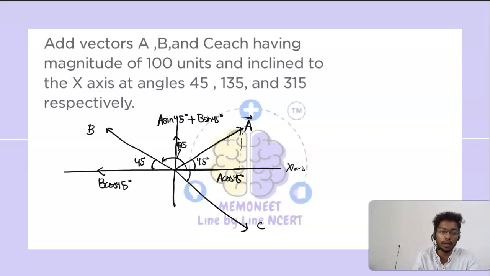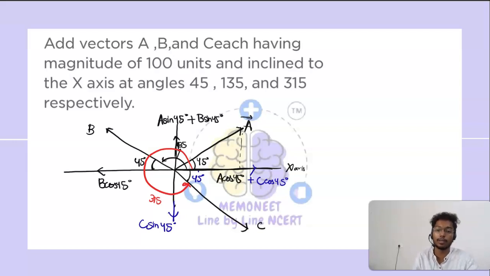It means we have here this angle as 315 degree. So the remaining angle will be 45 degree. So for the vector C here, that is plus C cos 45 degree, as it is adjacent to the x-axis, and in this line we have C sin 45 degree. So this is how we are resolving the vectors.